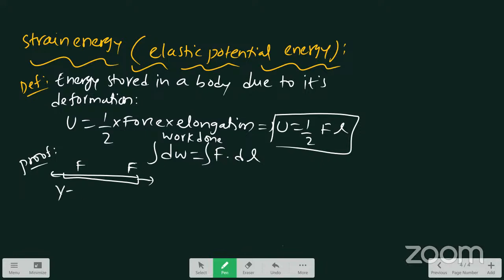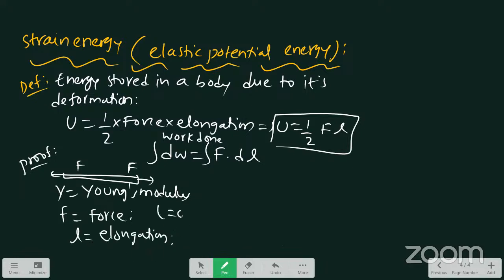Young's modulus is Y. This question already came in a previous annual examination: define Young's modulus, bulk modulus, rigidity modulus. Young's modulus Y. F is the external force. Small l is the elongation. Capital L is the original length of the wire. You know the Young's modulus formula: Young's modulus equals longitudinal stress by longitudinal strain, that is, force per area by change in length with original length.